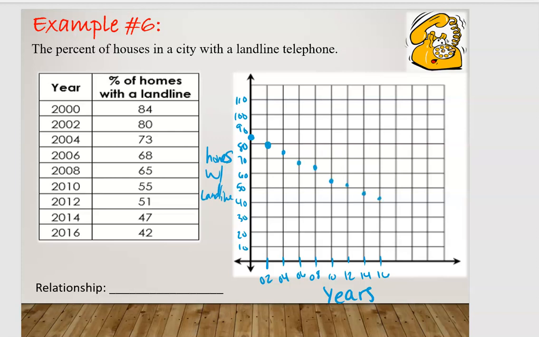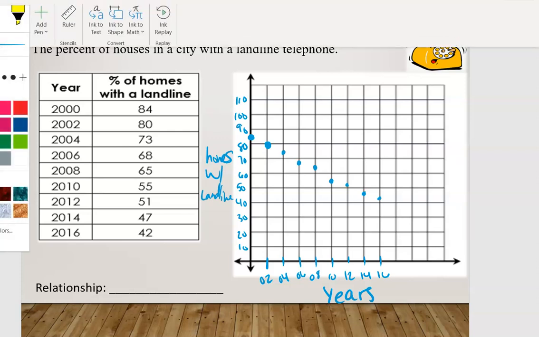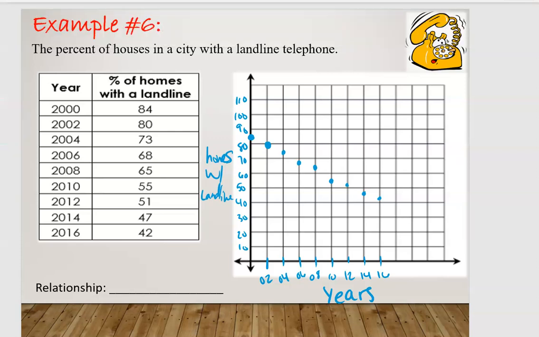Well, this data set that we see here almost makes a line of best fit for us, which kind of clues us into what type of relationship we have. So if I were to draw my line of best fit, here it is. So then what kind of correlation do we have here with the years compared to the number of homes with a landline? Since our x is increasing and our y is decreasing, this would be a negative correlation.